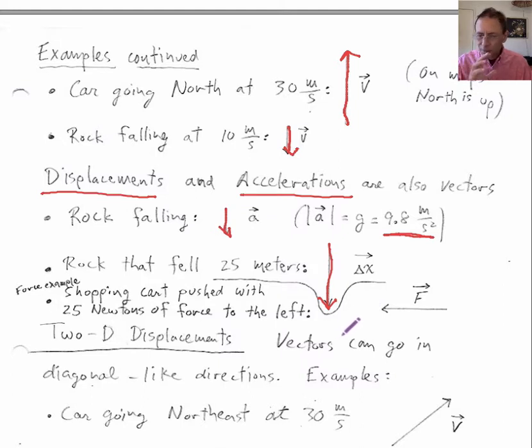Now, the scaling is purely arbitrary, right? You could decide some other scaling. You could say, 25 newtons will be 2.5 inches long, or whatever you want, whatever is convenient for you.